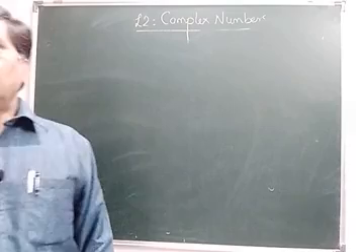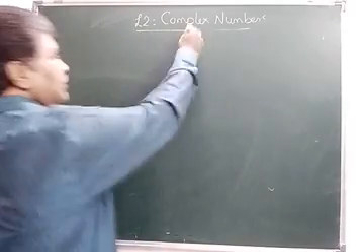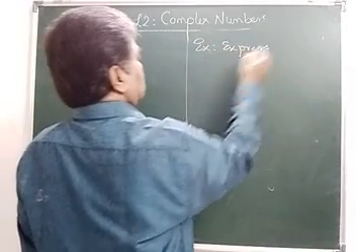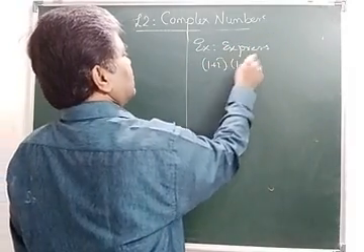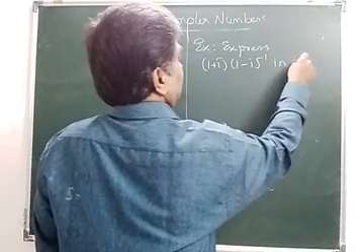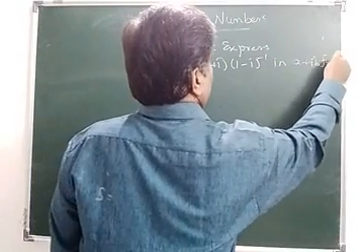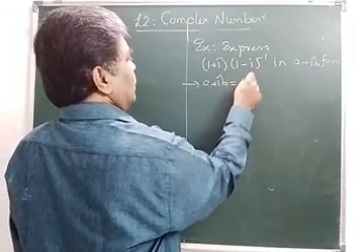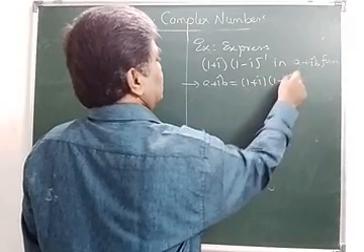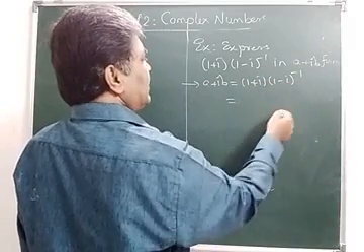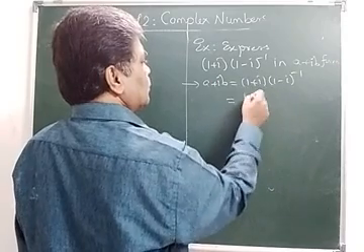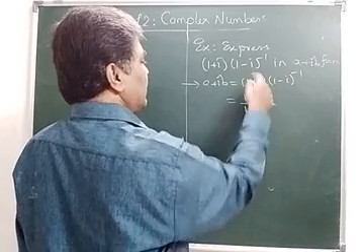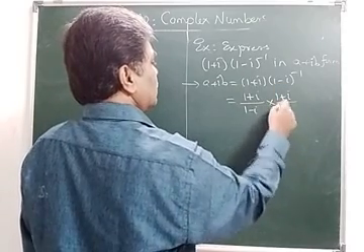Now take the example: express the following in a plus ib form. Express the inverse of 1 plus i into 1 minus i in a plus ib form. So a plus ib is equal to 1 plus i into the inverse of 1 minus i. The inverse of 1 minus i is nothing but 1 upon 1 minus i.